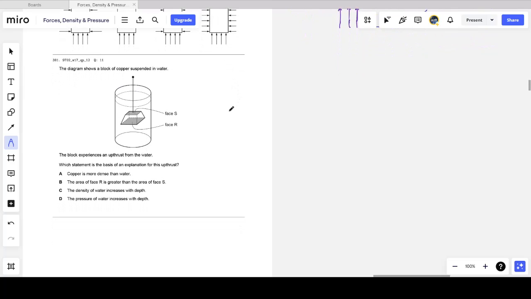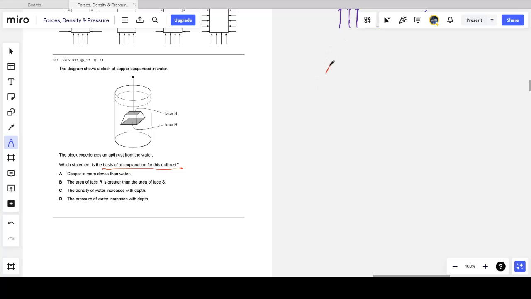Question 381 is from the winter 2017 exam. It's from question paper 1, variant 2, and it's question 11 from that paper. So we are shown a diagram of a block of copper that is suspended in water, and the block experiences an upthrust from the water, and we want to know which statement is the basis of an explanation for this upthrust. So what explains the fact that there is an upthrust? Not so much the size of the upthrust, but the fact that there is an upthrust.